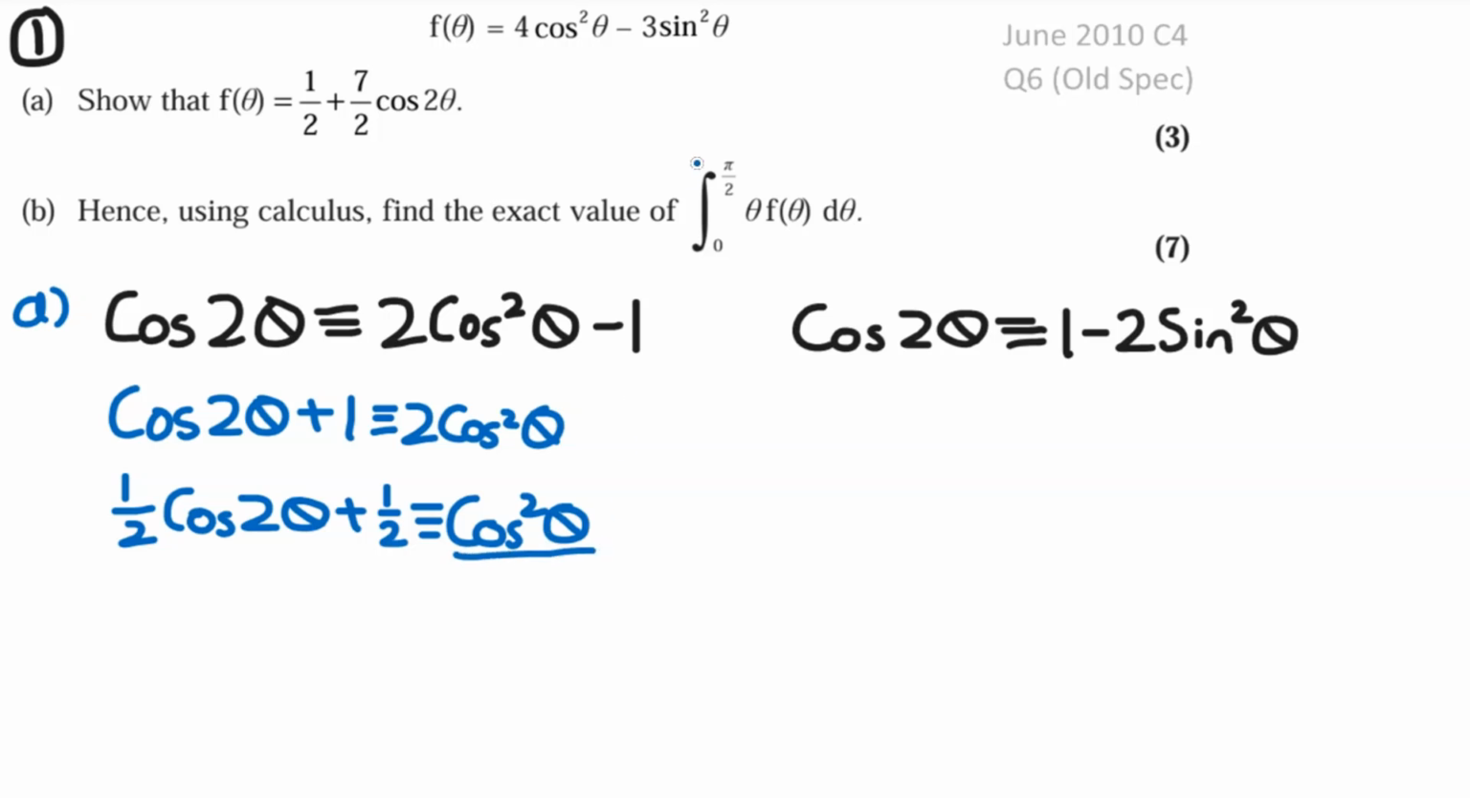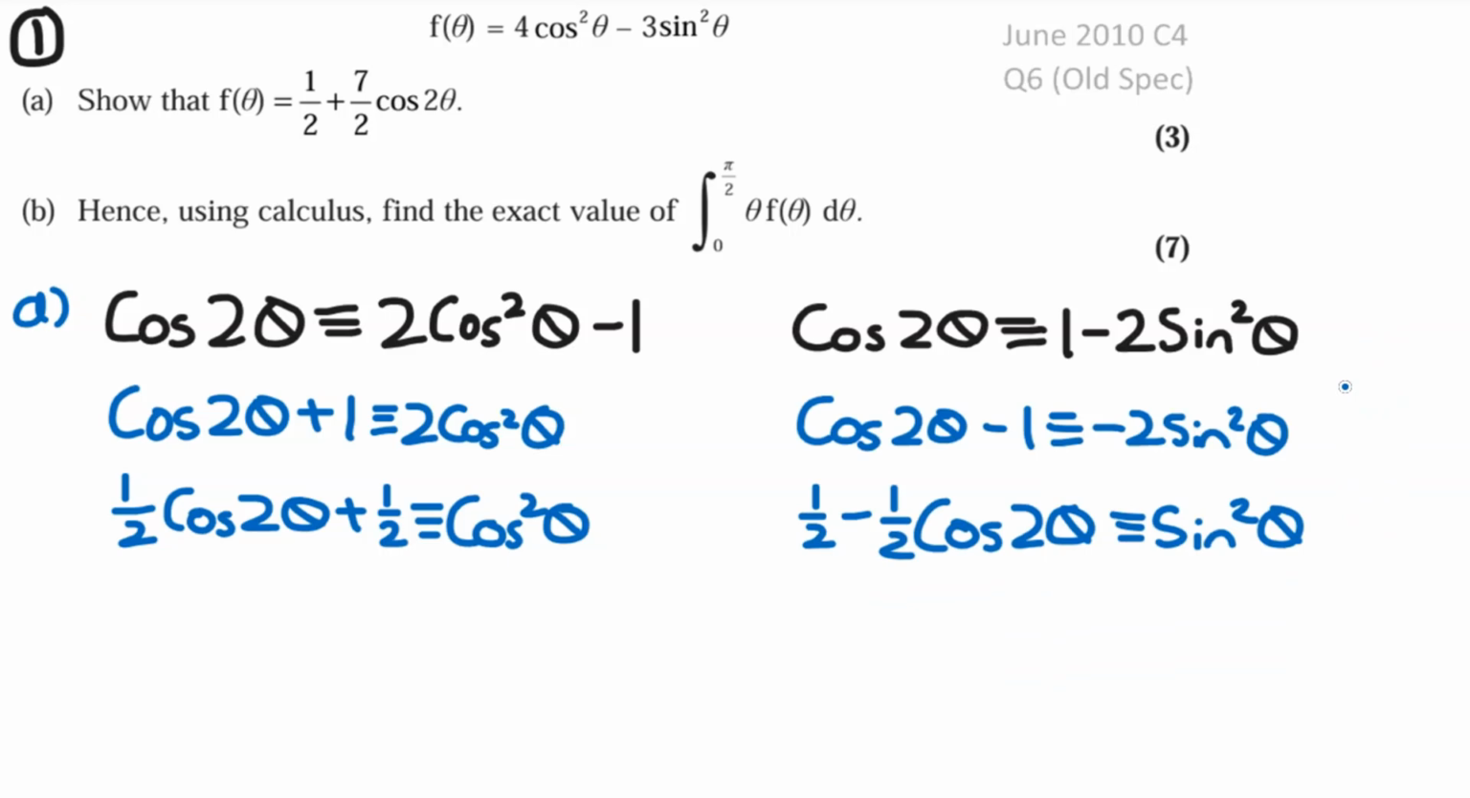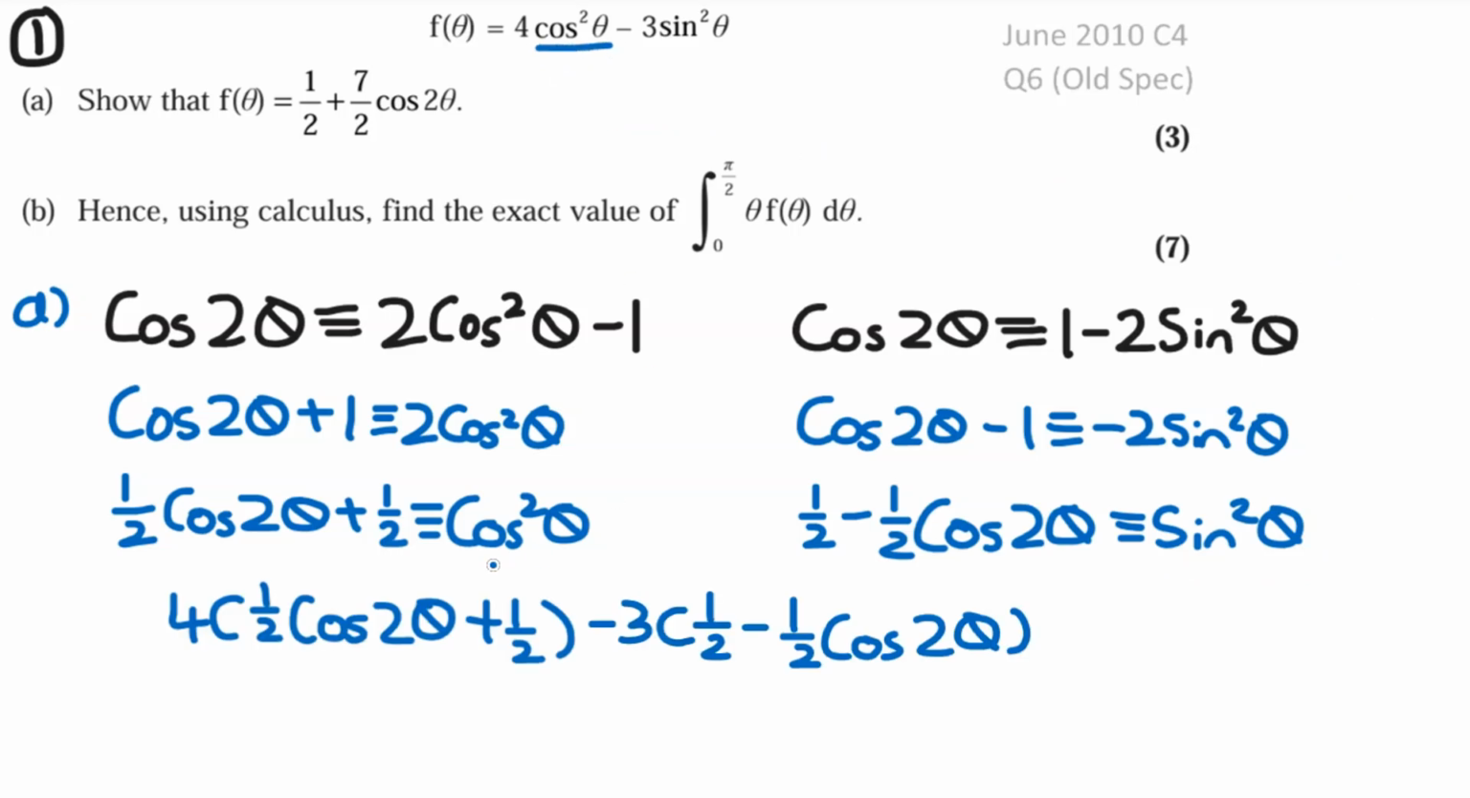So here we can sub out the cos squared theta for this here, and then for this one here it's pretty much the exact same. Move the 1 onto the other side to get this, and then divide both sides by minus 2 to get that half minus a half cos of 2 theta is equivalent to sin squared of theta. So if we sub this in, it's going to be 4, and then rather than cos squared theta, it's going to be this half cos of 2 theta plus a half, and then it's going to be minus 3, and then instead of this sin squared theta, it's going to be this half minus a half cos of 2 theta like this here.